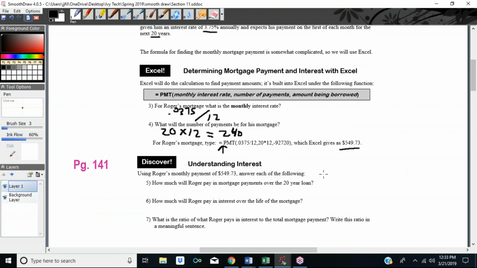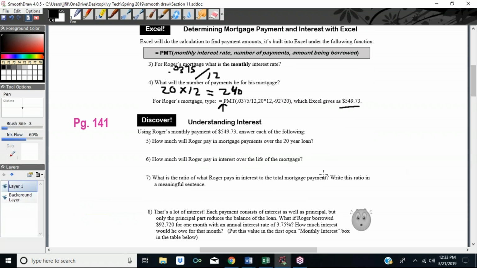All right, so let's look at the interest aspect of this, and then we'll move on a little bit further. Using Roger's monthly payment of $549.73, answer each of the following. How much will Roger pay in mortgage payments over the 20 years of the loan? So let's see. He's going to pay $549.73 times 240 payments.